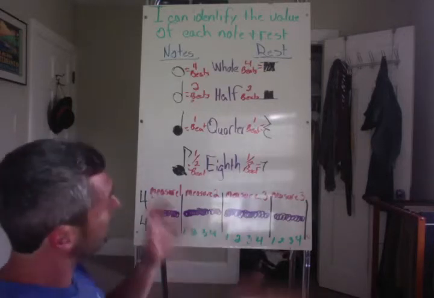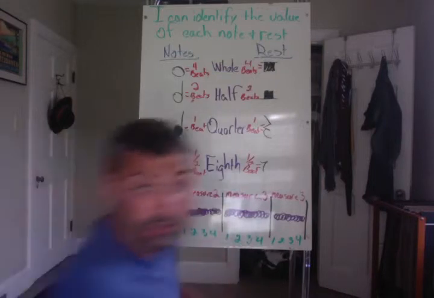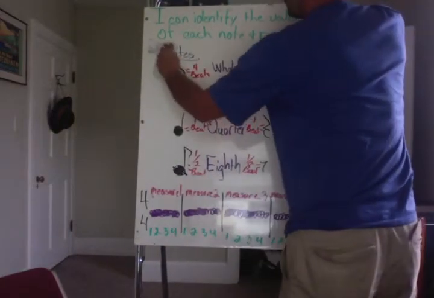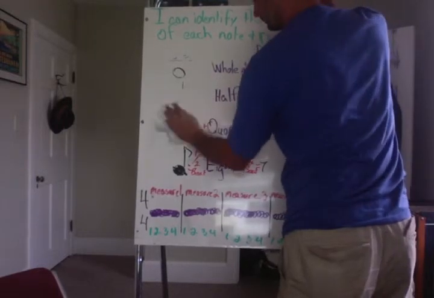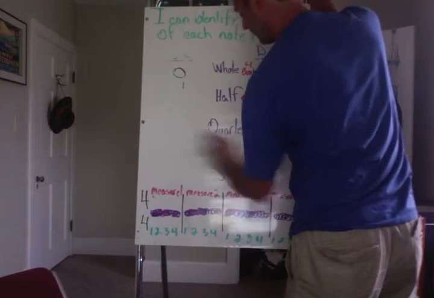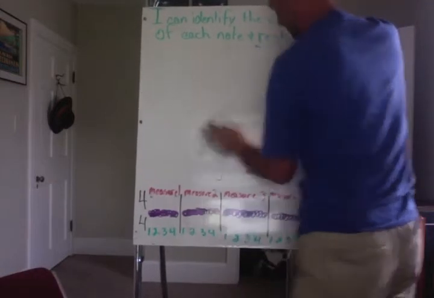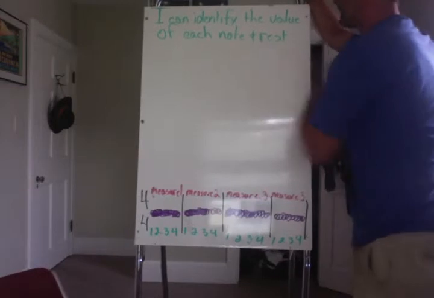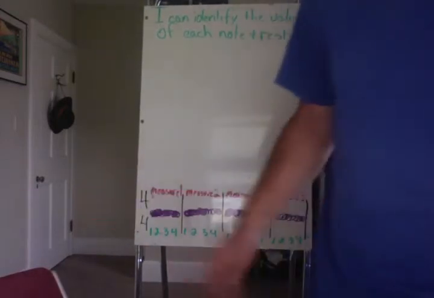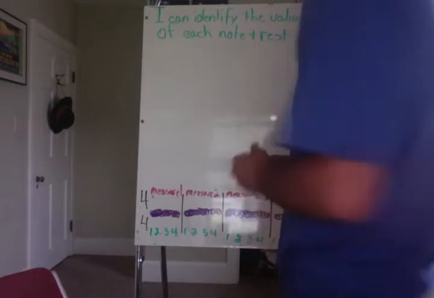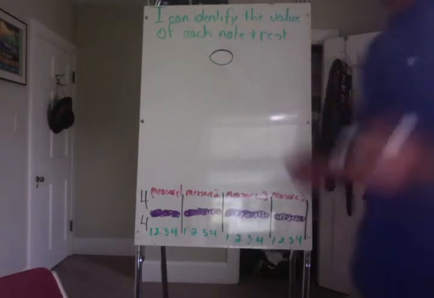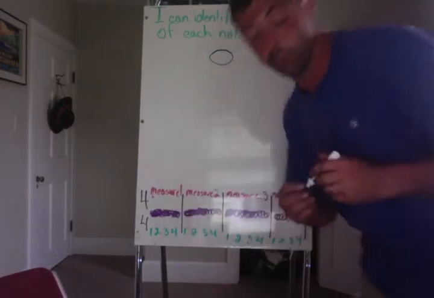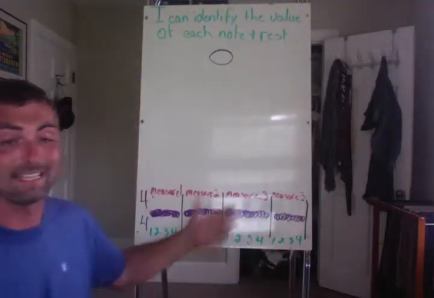Now let me make you a diagram that makes more sense. Okay, let me erase this. We'll just use the notes as examples. Remember, everything's the same with the rest. It's just they're silent. Okay, so let's draw a whole note up here. There we go. Whole note. It's called a whole note because it lasts 4 beats, because it takes up a whole measure.